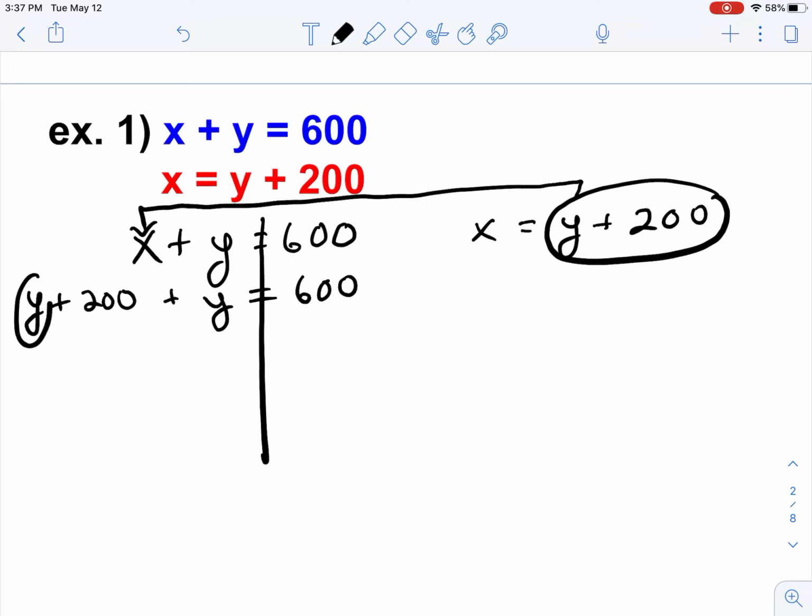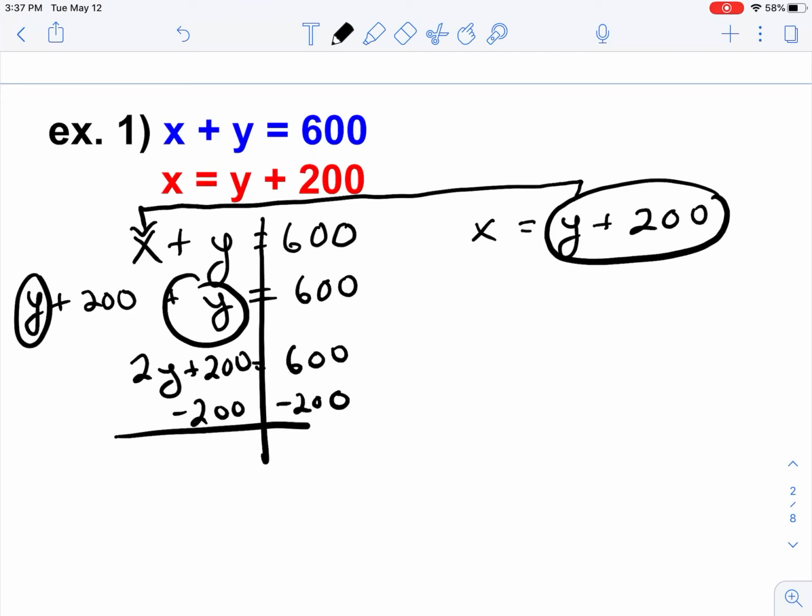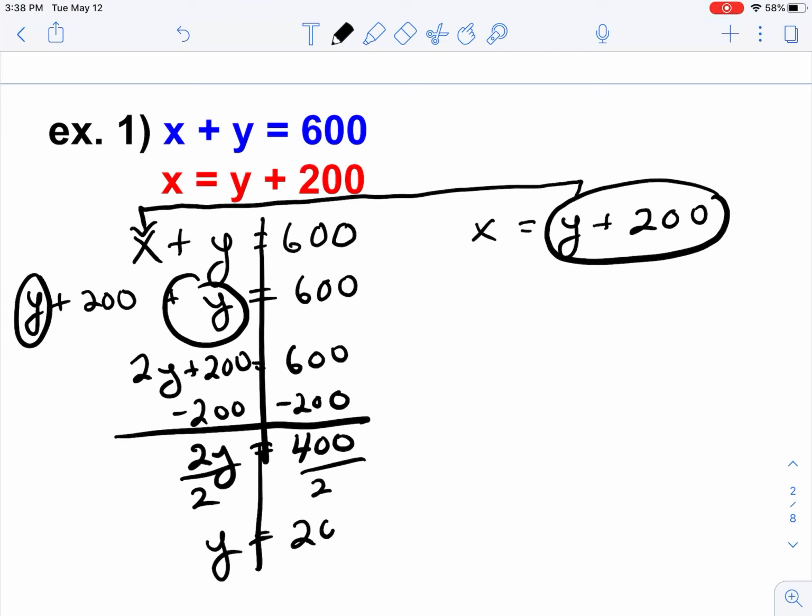All right, so we're going to combine our like terms. So 1y plus another y makes 2y plus the 200 equals 600. Next, we'll subtract 200. So you get 2y equals 400. And last, divide by 2. And you get y equals 200.